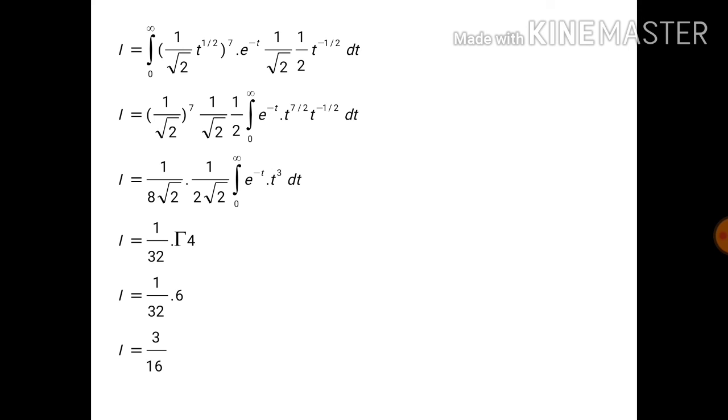Then apply the formula for the gamma function: the integral of e raised to power minus x, x raised to power n minus 1 is equal to gamma of n. What is n minus 1? N minus 1 is equal to 3, then n is equal to 4. Gamma of 4 is 3 factorial. 3 factorial is 6, so 6 by 32. The answer is 3 by 16.